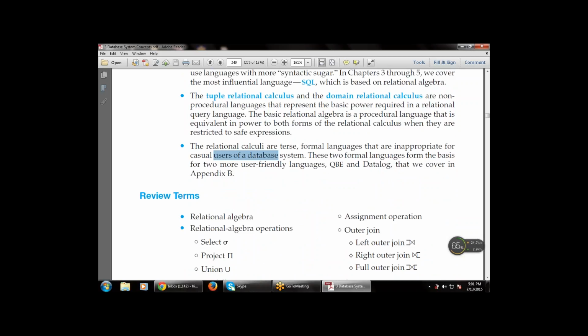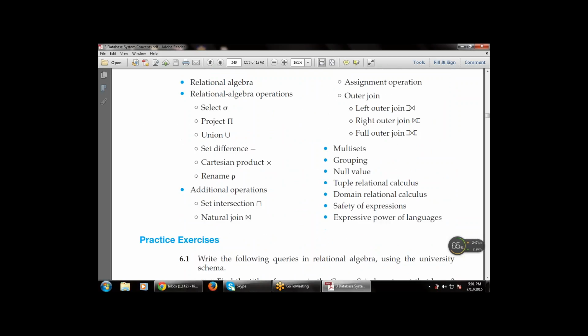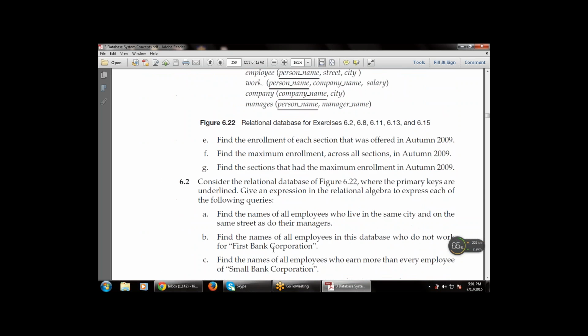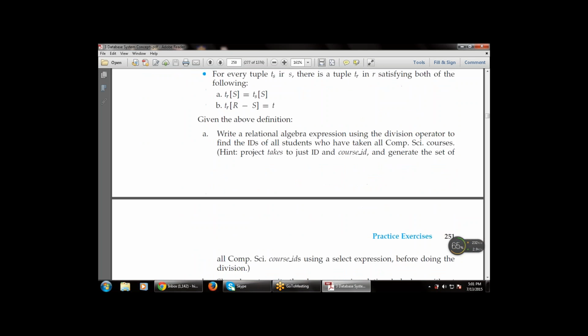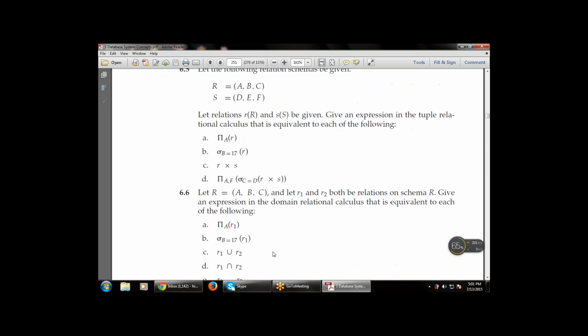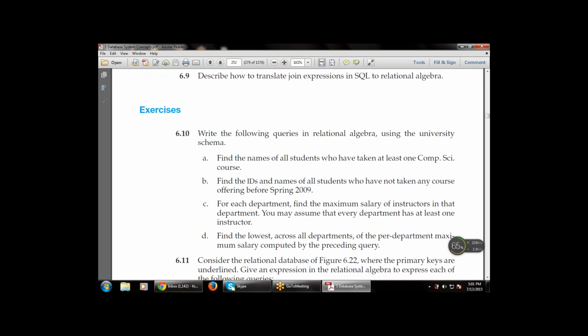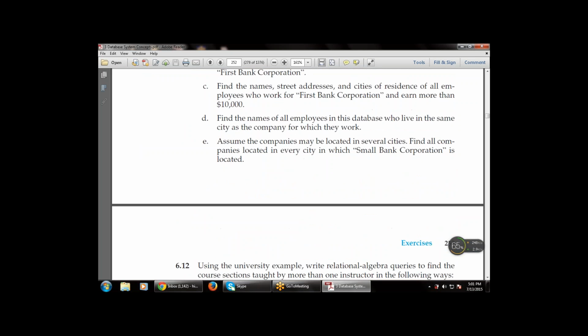Now, next are the review terms. That is, what are the review terms of this chapter? Then there are the practice questions, the various questions available on tuple calculus and domain calculus, and these are the various exercises that are available over here.